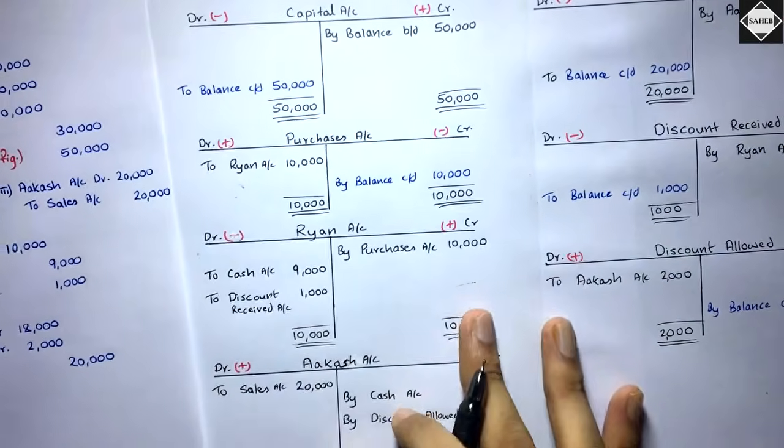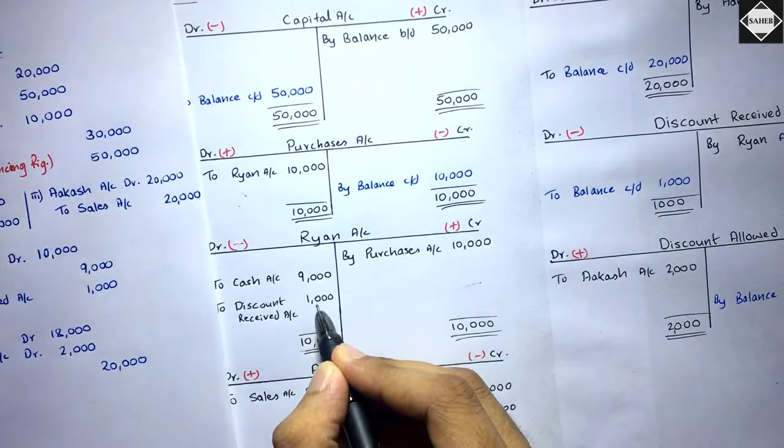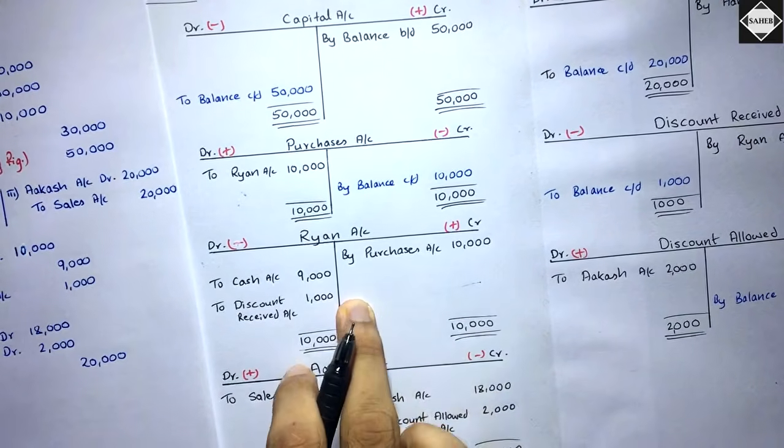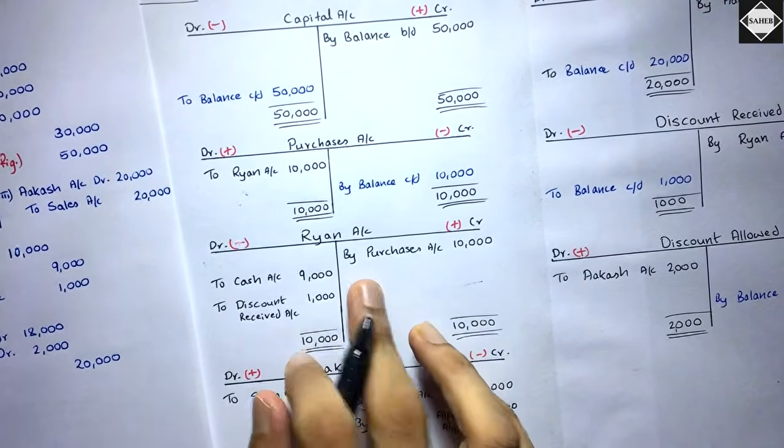Clear? Right. Next you have, what do you have next? See here, Ryan account 9,000 plus 1,000, that's equal to 10,000. Here also 10,000. So there is no more balance in the Ryan account, no more closing balance. We have paid all the money to Ryan.